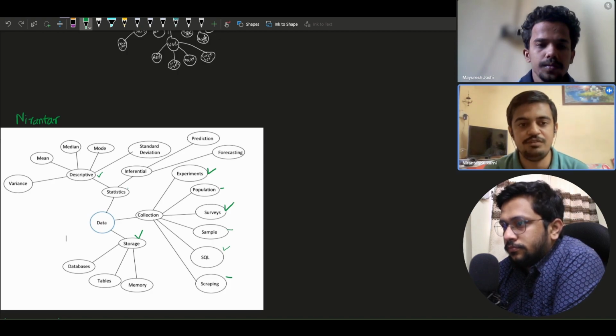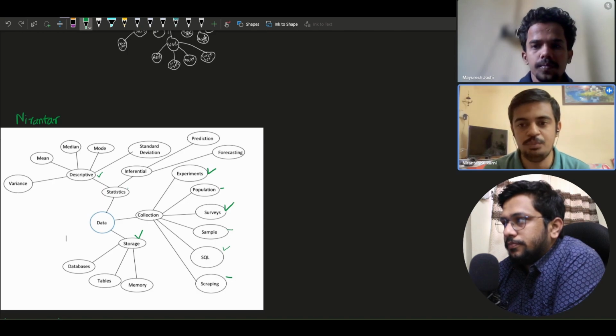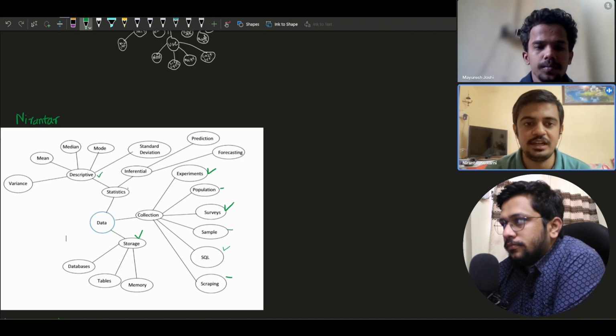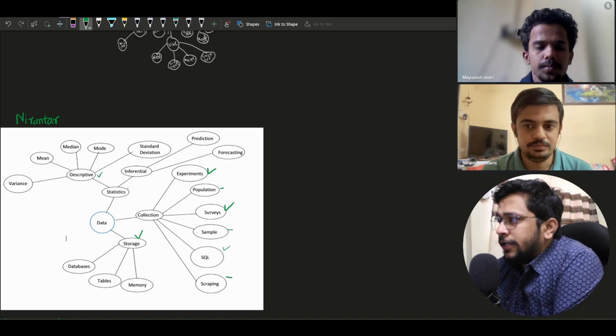And similarly for inferential, these inferential statistics are a little bit towards the modeling of the data. How the data will be in the future, how we will use the measures we have in descriptive statistics to make decisions. So these are inferential statistics. Under that there are predictions and forecasting that we do. Got it. Great.